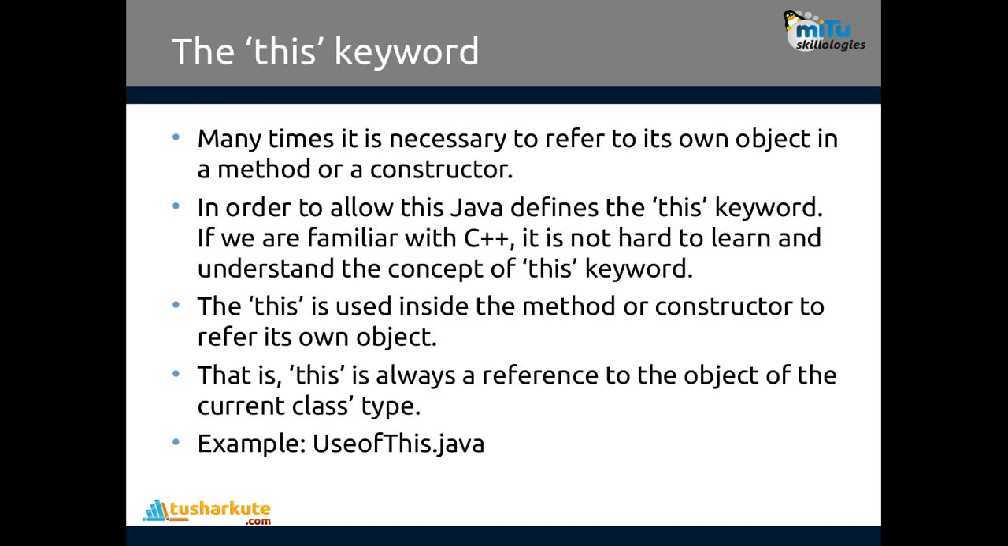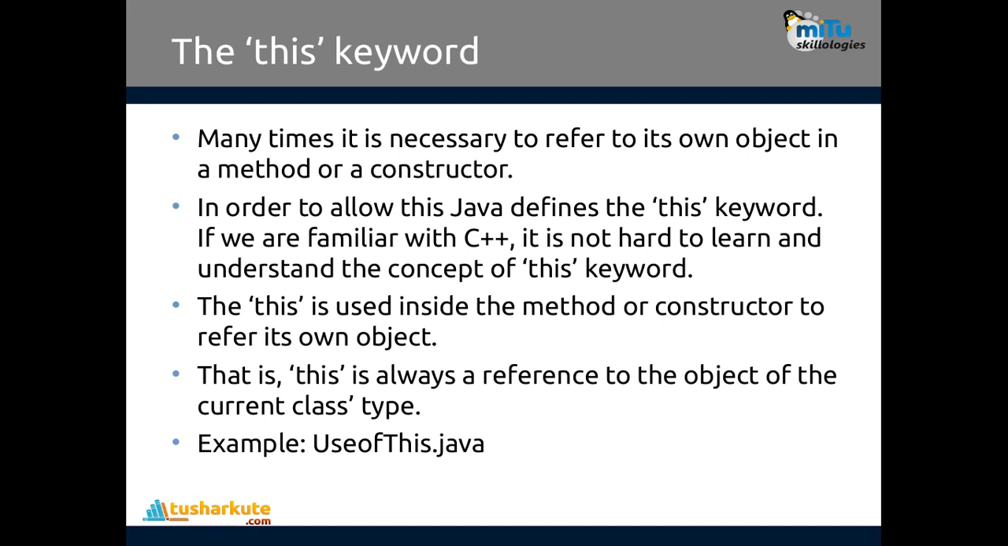Now there is a specialized keyword used in Java called the this keyword. So let's see the application of this keyword. Many times it is necessary to refer to its own object inside a method or a constructor. In order to allow this, Java defines the this keyword. If you are familiar with C++, it is not hard to learn and understand the concept of this. Only the difference is that this is the object in Java and this is the pointer in C++. Java does not allow pointers, that's why this is the object.